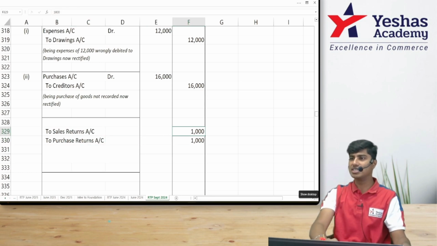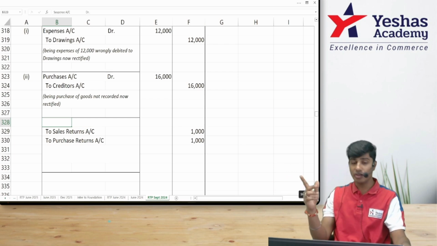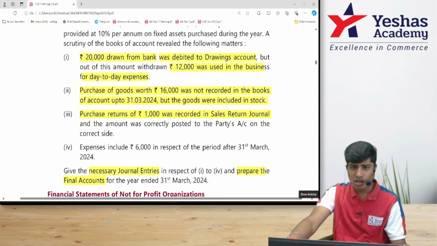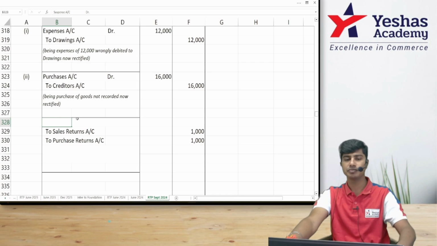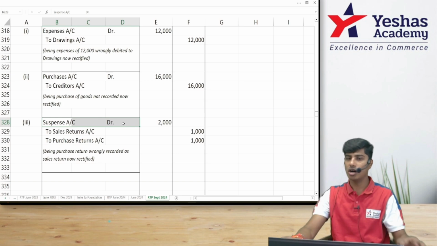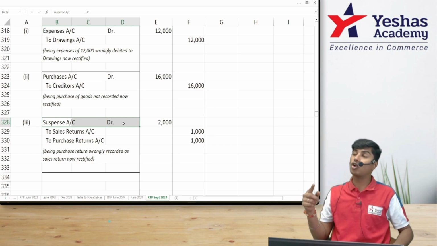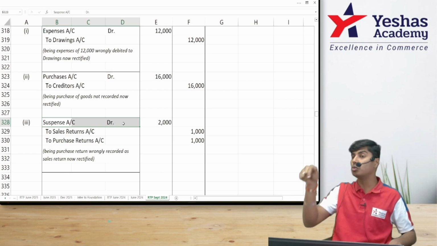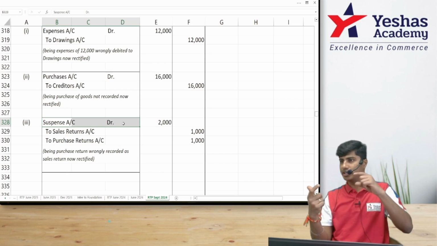Have they done an error in the party account also? It was correctly posted in the party account. There is no problem in the party account. So this will become suspense. Did you understand this? If they had not told this, I would have written party account debit to purchase return. I would have wrongly written sales return account debit to party. I would have credited that party wrongly.